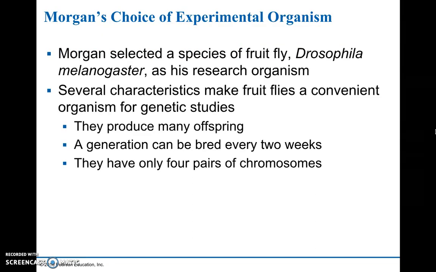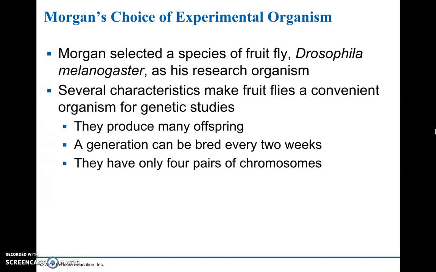First, he wanted to select an organism to observe. Like Mendel selected the pea plants, Morgan selected a fruit fly known as Drosophila melanogaster, which you'll see referred to as Drosophila for most of the rest of the textbook. He picked these fruit flies for several reasons. Number one, because they produce a lot of offspring from one mating alone. And in addition to that, you can breed a new generation every 2 weeks with even more offspring.